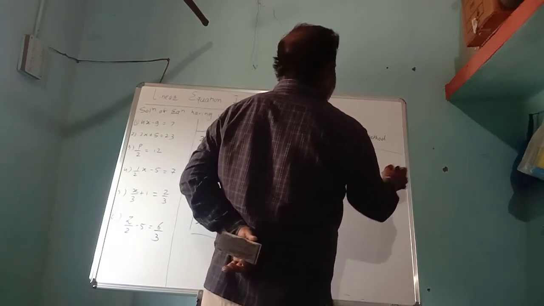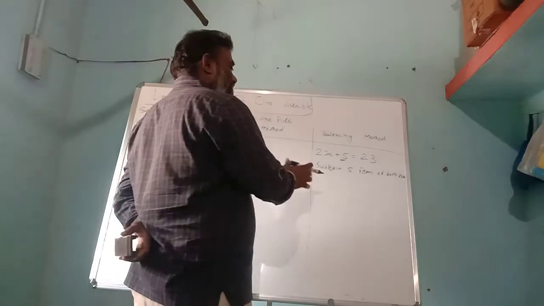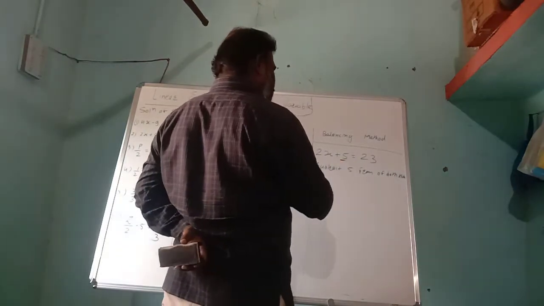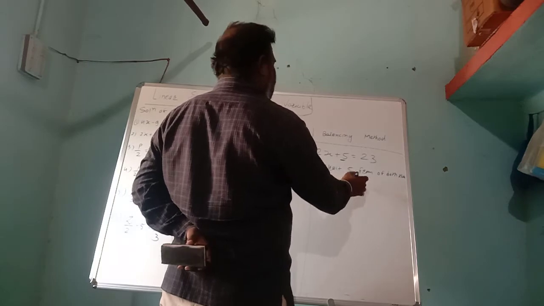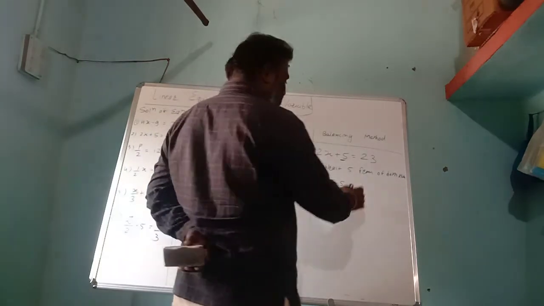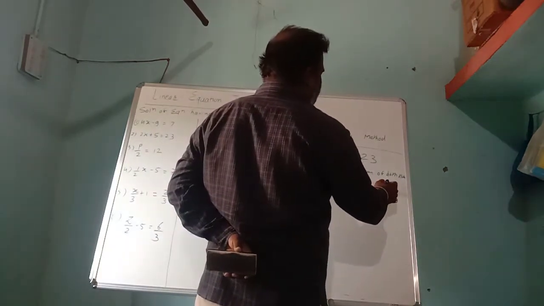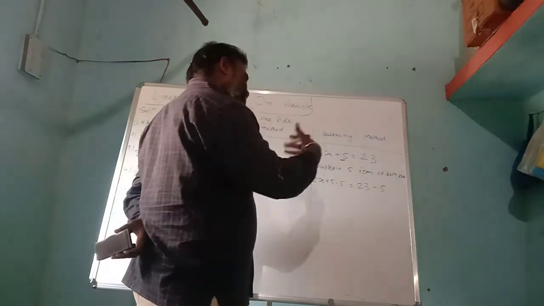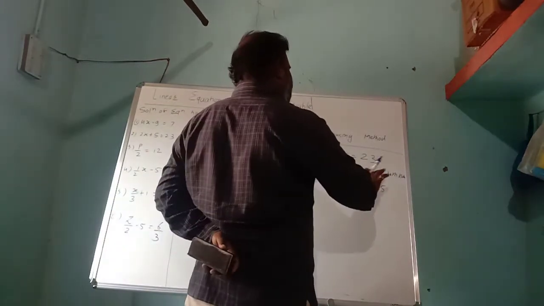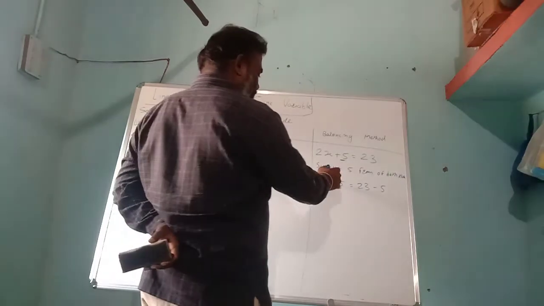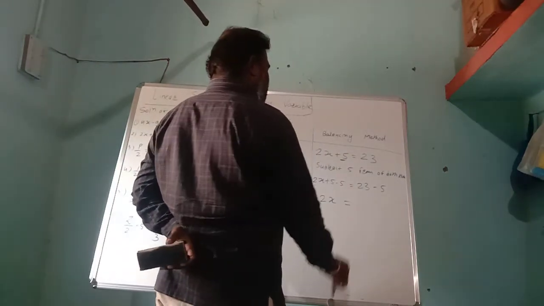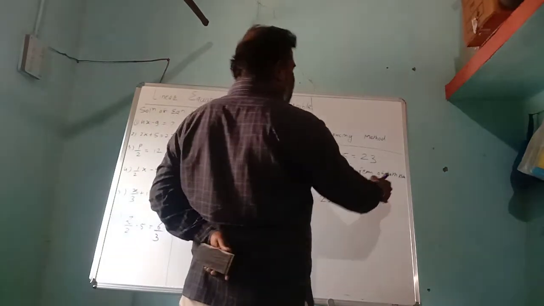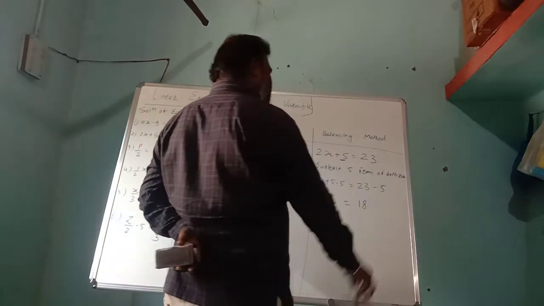Why? It is balancing, so what we have to do is the same operation on both sides. That is 2x plus 5. Here I removed 5 from the left hand side. The same operation I have to carry out on the right hand side also. Remove 5 from the right hand side also. This plus 5 minus 5 becomes 0. Hence remaining is 2x. 23 minus 5 is 18.